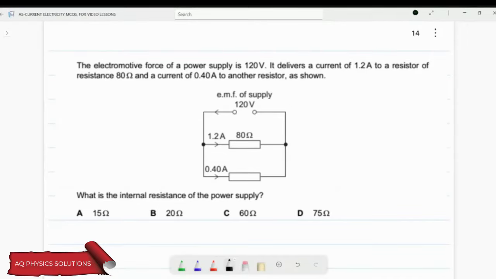So, I'm going to upload some difficult, tricky questions from your different topics. And now, this question is from current electricity.